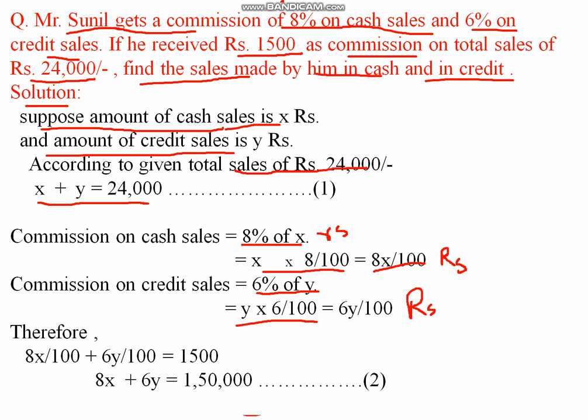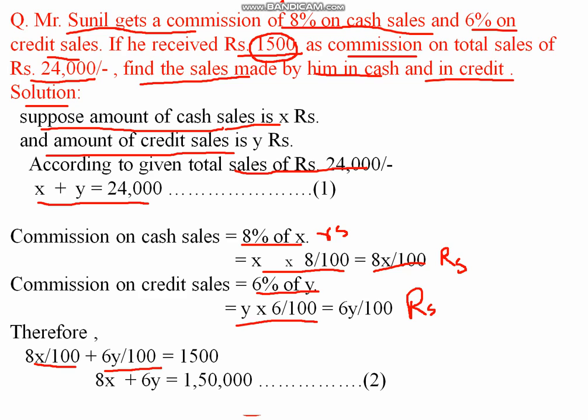See, we are given that the total commission is 1500 rupees. That means commission on cash sale plus commission on credit sale is equal to 1500 rupees. So we find here commission on cash sale is 8x upon 100 and commission on credit sale is 6y upon 100, which is equal to 1500 rupees.